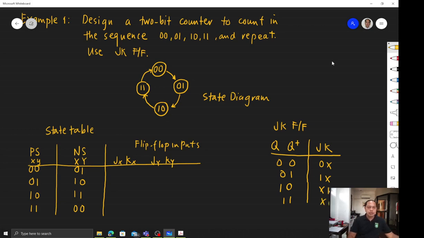So for present state 0, next state 0, the flip-flop input is 0x. Then for 01, we have 1x. 10, x1. So 11 is x0. 01 is 1x, 10, x1. Present state 1, next state 0, so 10 is x1.